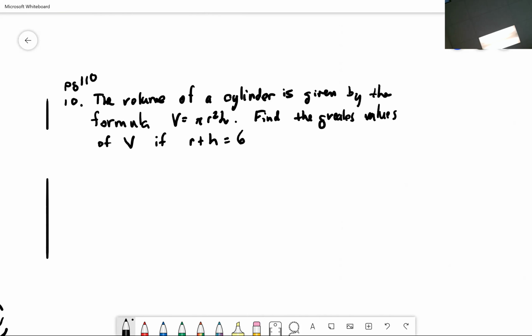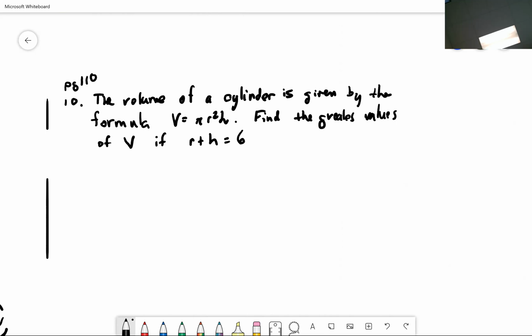So again, this is a similar question to the last one we just did. There are various combinations of radius and height that will equal 6. In fact, we might say there's an infinite number of combinations of radii and heights that will add up to 6. However, there's one combination which will give you a maximum. And that's what we want to find out.